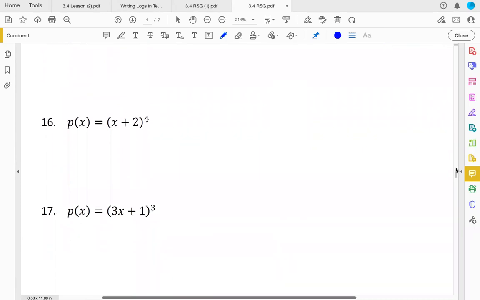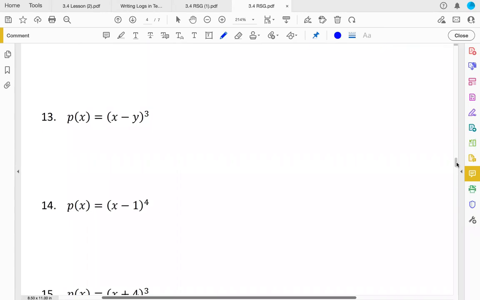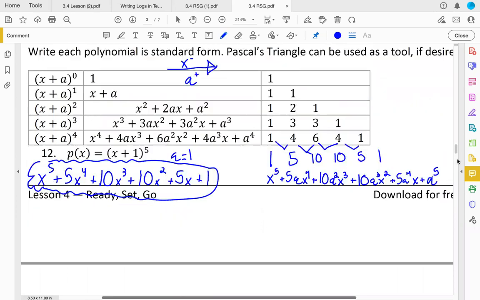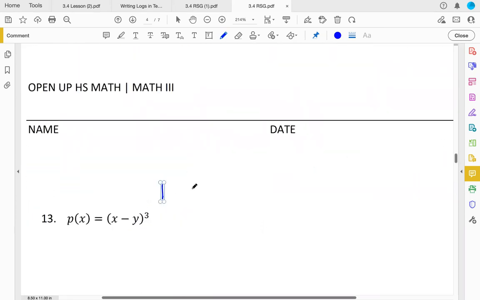Let's make it a negative term. Why not? We know from the Pascal triangle that this should be 1, 3, 3, 1, where it's definitely going to be our first term being cubed. We're then adding on 3a x squared plus 3a squared x plus a cubed. All right.